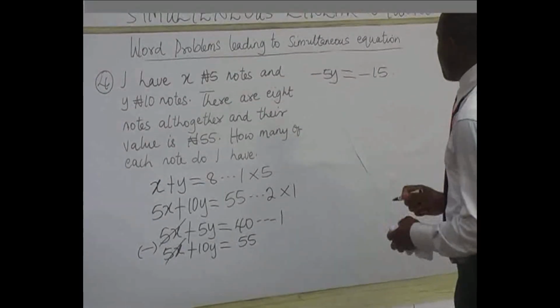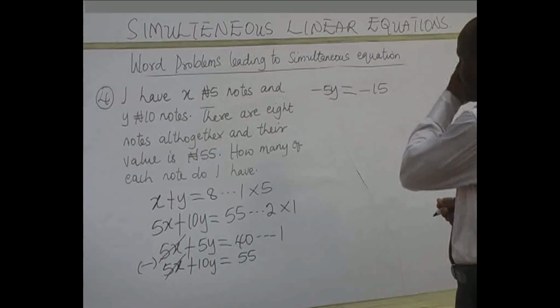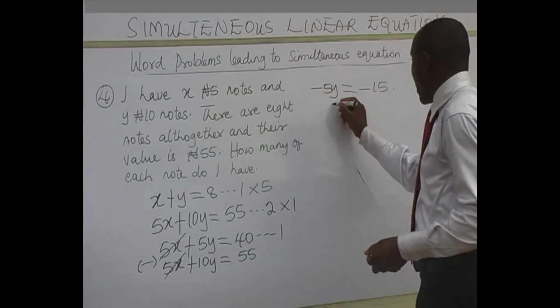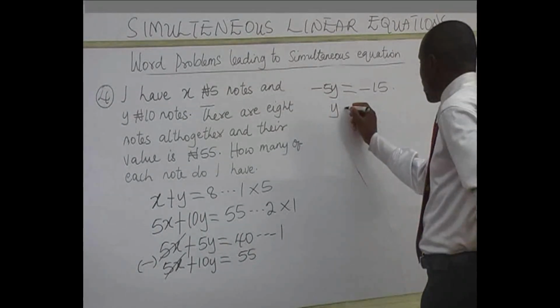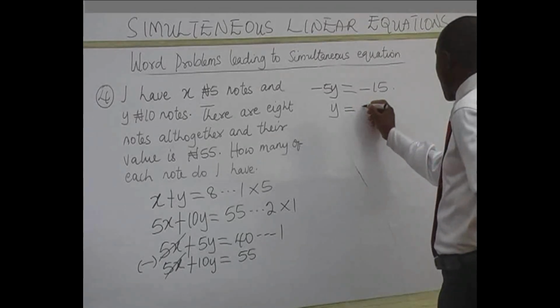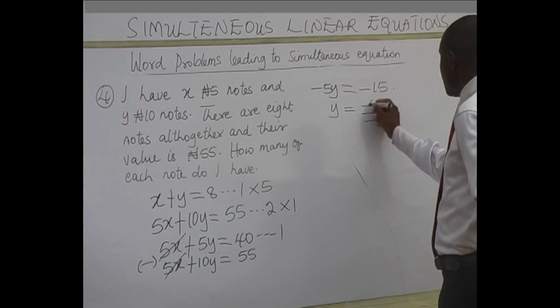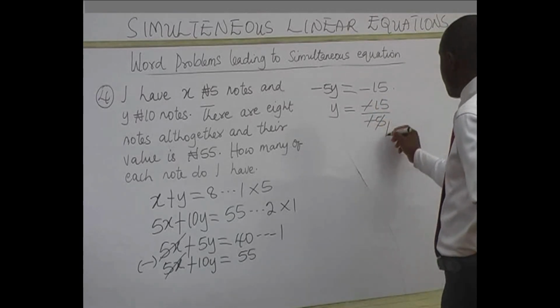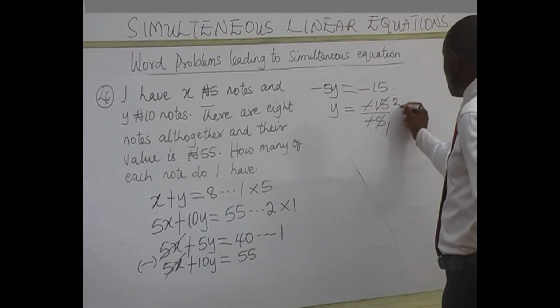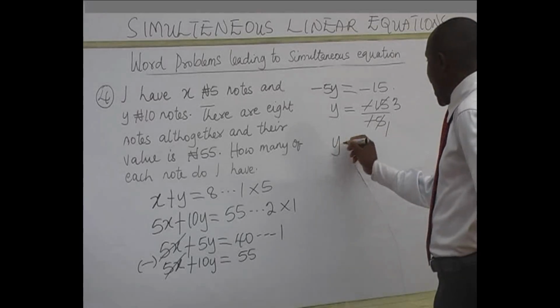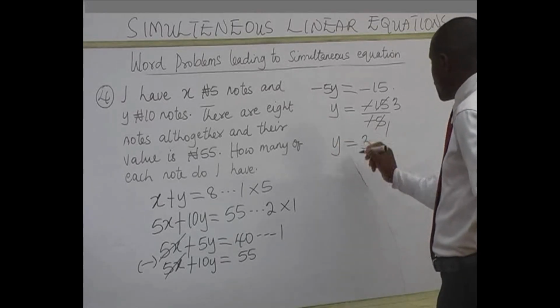Now you are going to divide both sides by minus 5. If you do so, you have only Y left in the left hand side of the equation, and in the right hand side you have minus 15 all over minus 5. The 5 cancels itself to give 1, and cancelling 15 will give you 3. That means our Y is equal to 3.